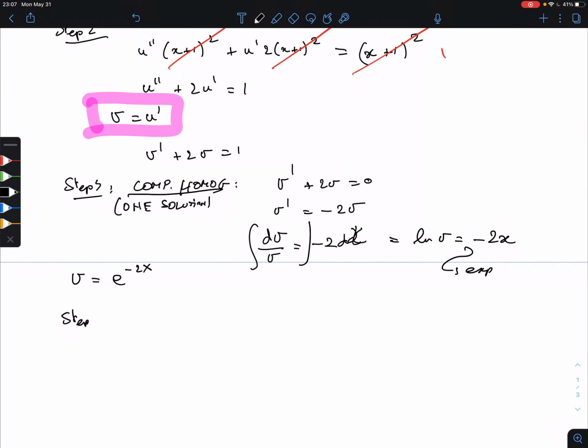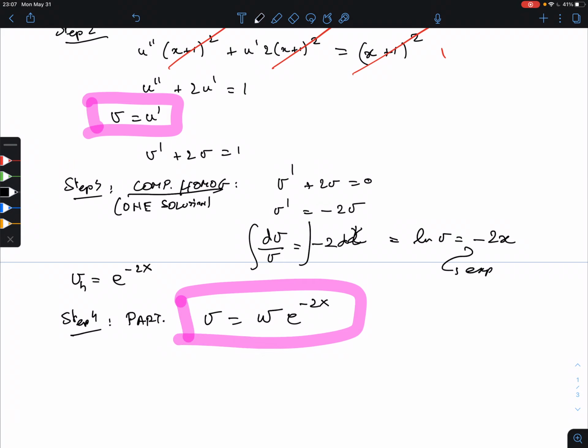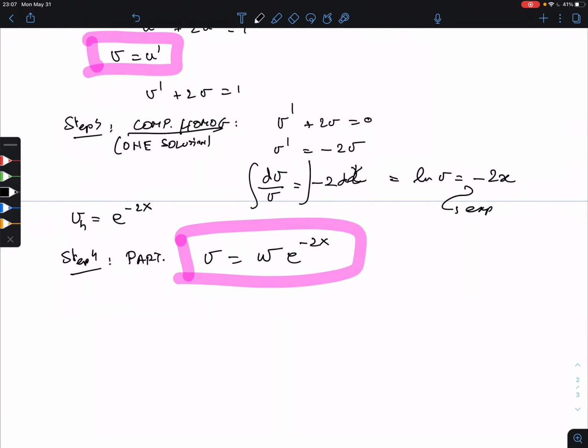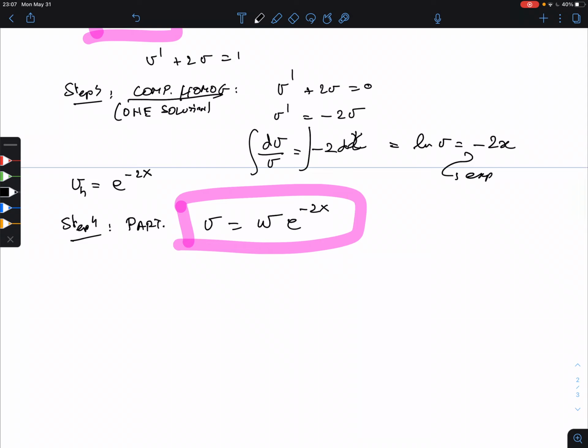Well, once we know this, this is step 4 to get now a particular solution. This is the homogeneous solution, so we know that there will be a new parameter, w, and then this homogeneous solution that we found. So again, I'm going to box this because I introduced a new variable, namely w. A variable or function or parameter, whatever you call it. What I need is v prime, that is w prime e to the minus 2x minus 2w e to the minus 2x. I meant to say minus 2, right?